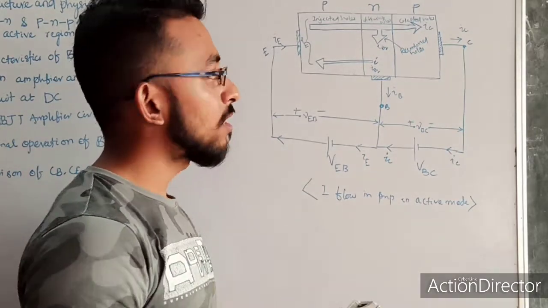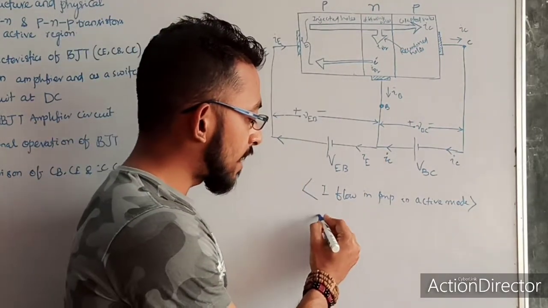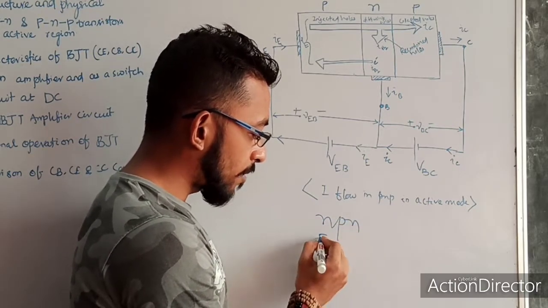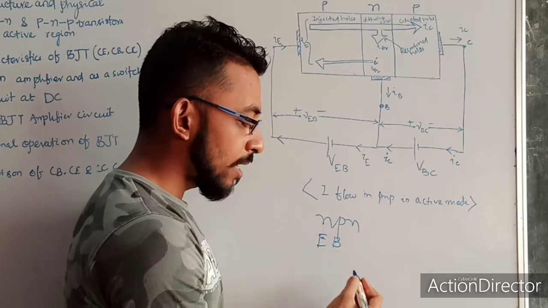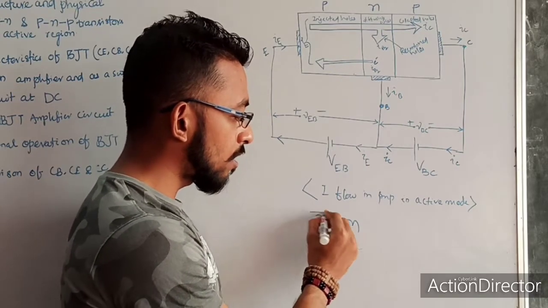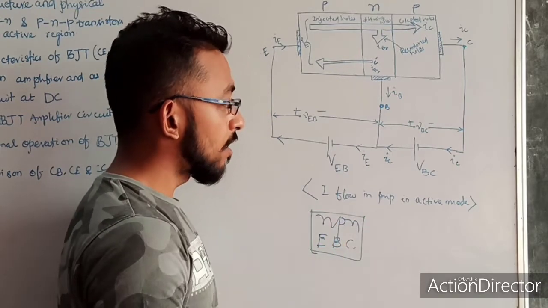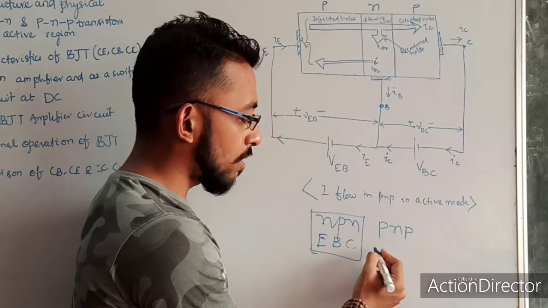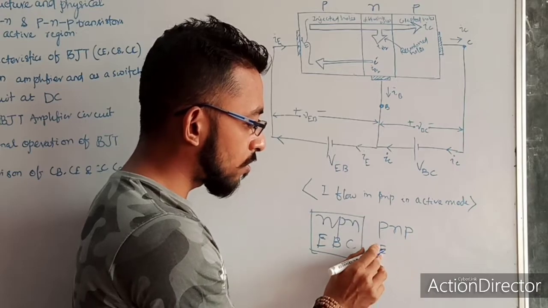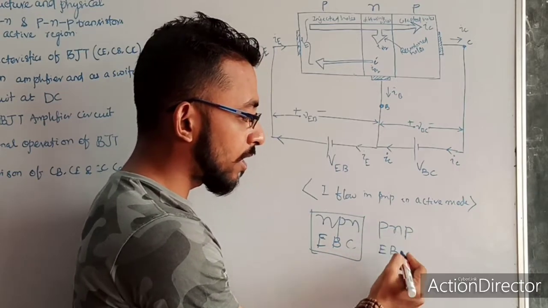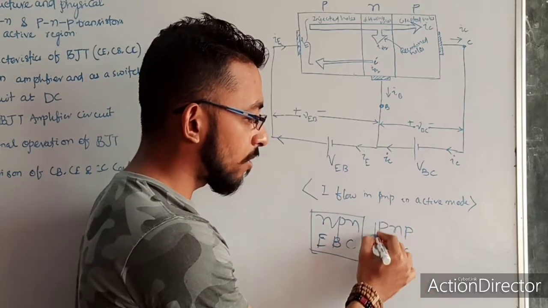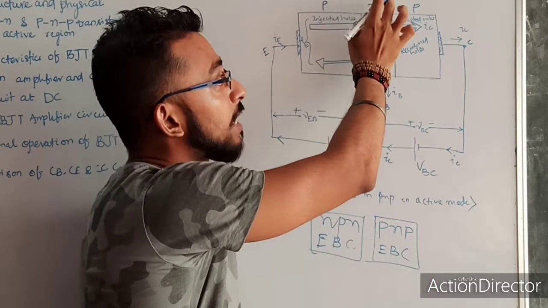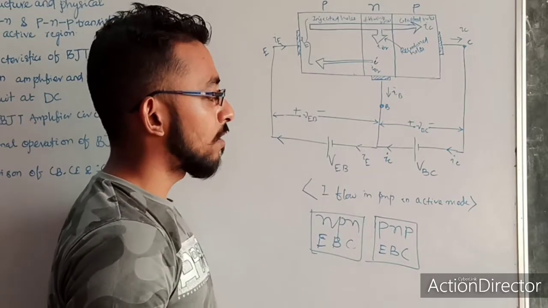Okay, so let's start. In our NPN transistor, our emitter was connected to N type material, base was connected to P type material, and then collector was connected to N type material again. But in PNP, it is just the reverse. Our emitter will be connected to the P type material, base to the N type material, and collector to the P type material. So that's why the name PNP, that is emitter, base, collector.